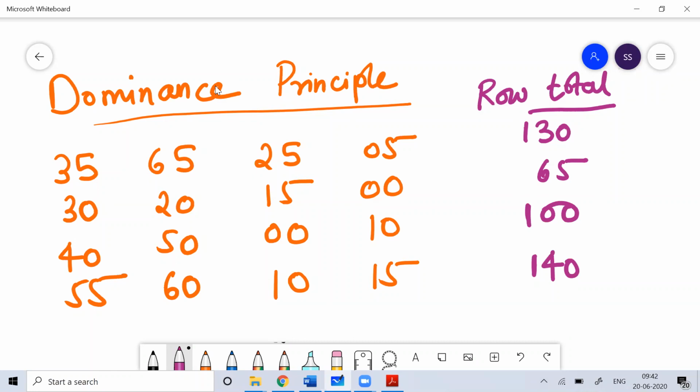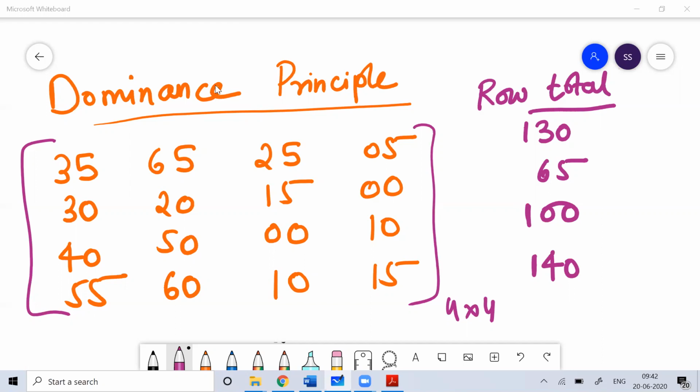Okay, but here you can see there are 4 rows and 4 columns. So this matrix is actually a 4 into 4 matrix. I need to convert this 4 into 4 matrix into at least a 2 into m or m into 2 matrix, so that I can think about applying the graphical method. Okay.